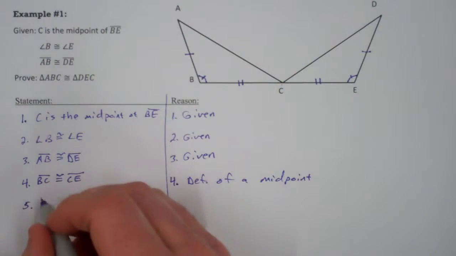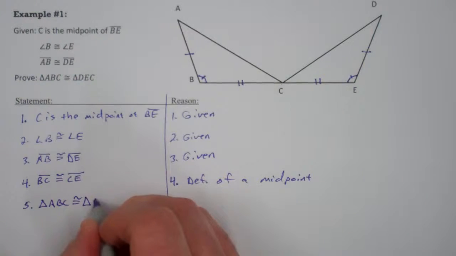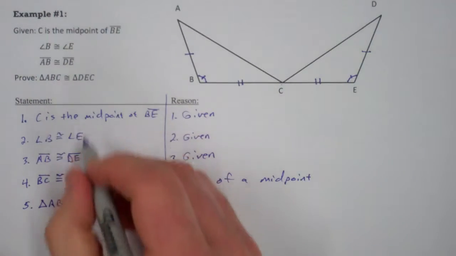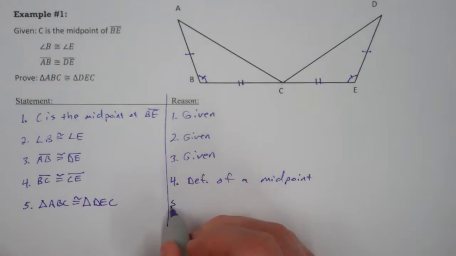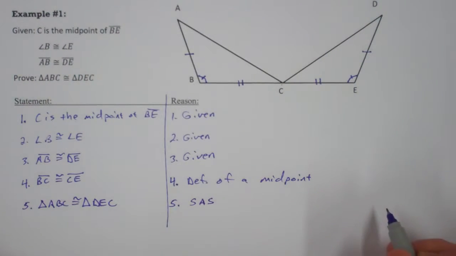So we're asked here to prove that triangle ABC is congruent to triangle DEC. So that same proof statement's got to be the last one. And the reason is that side angle side postulate.